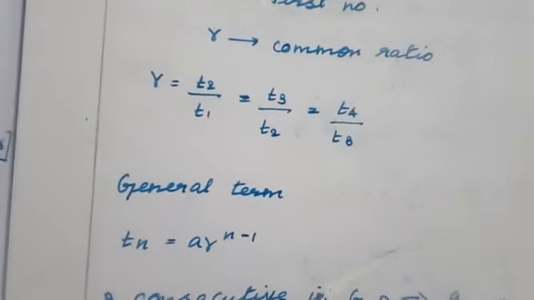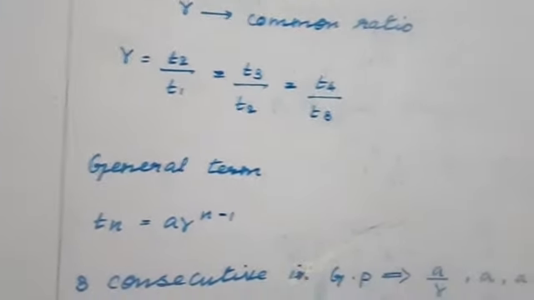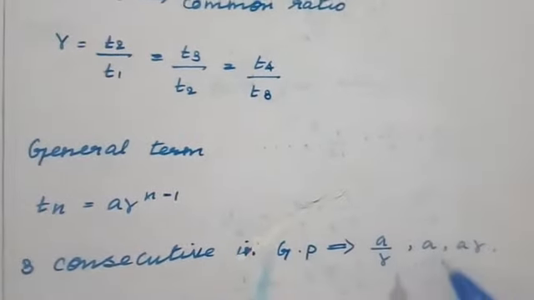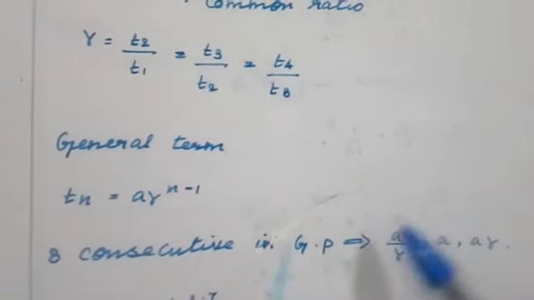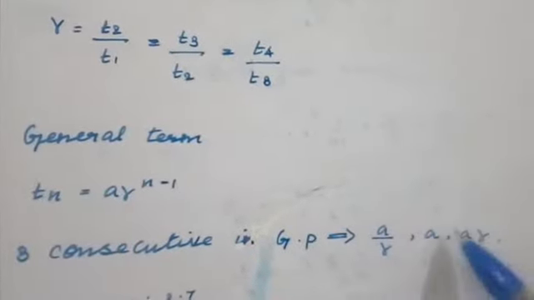In geometric progression, three consecutive terms are considered as A by R, A, AR. For these three we consider the consecutive terms: A by R, A, AR.